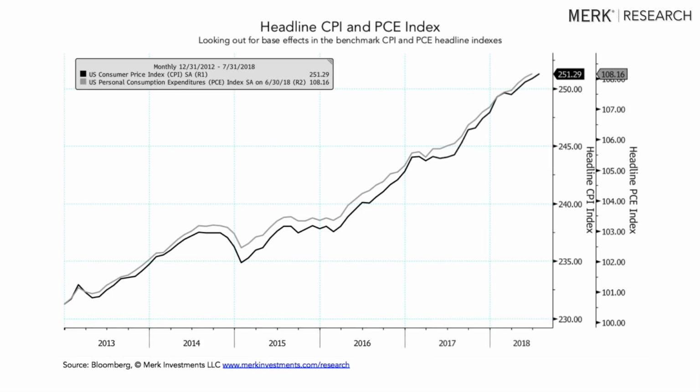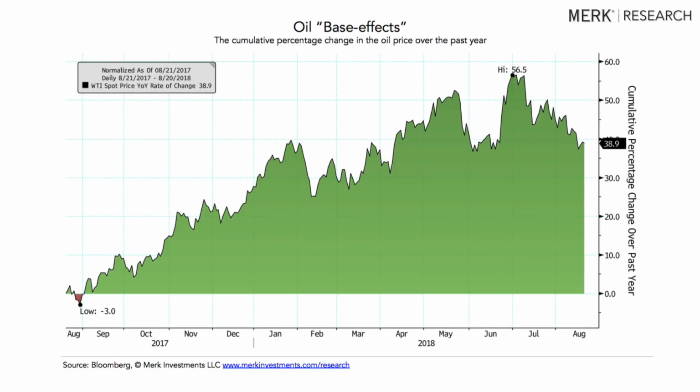Some of that, I think, is due to these base effects that we've been expecting to see during these 2018 summer months. A big part of that has to do with oil prices. Here is the one-year chart for oil. This is the cumulative percentage change over the past year. You can see that basically in late June, oil prices had a recent peak. Right now, they are about 40% higher on a year-over-year basis.